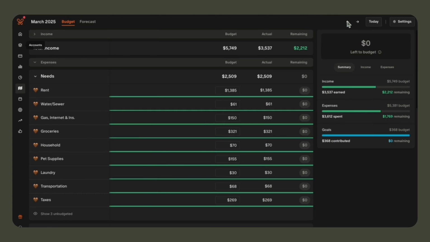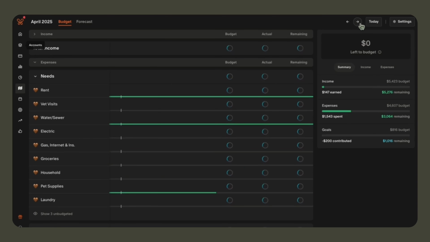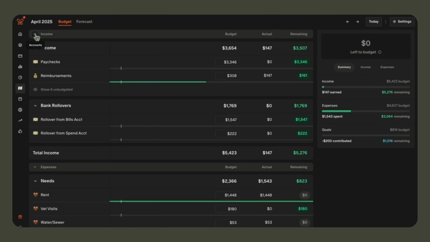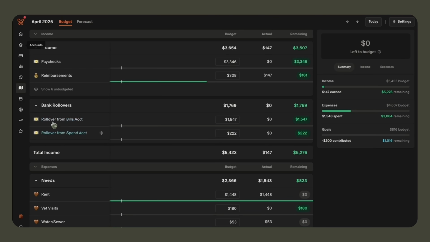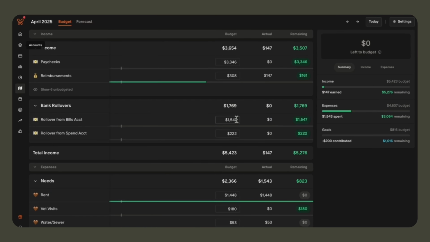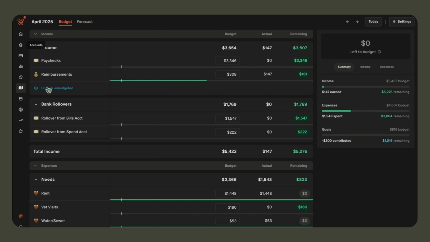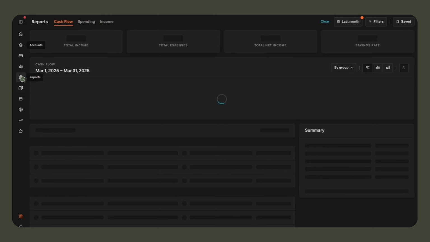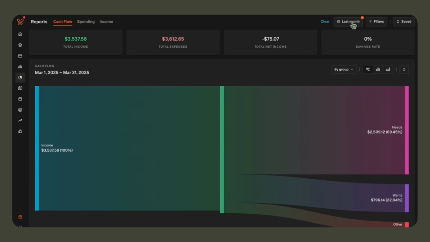And then if we go ahead to April, you'll see that I put those exact numbers here in the April rollover categories because that's exactly what happened. It was money that was left over in March, and then I'm moving it forward to April. Now that the budget is closed out, we're going to head over to the reports tab. And I've already set my filters here to last month, so I think we're good.